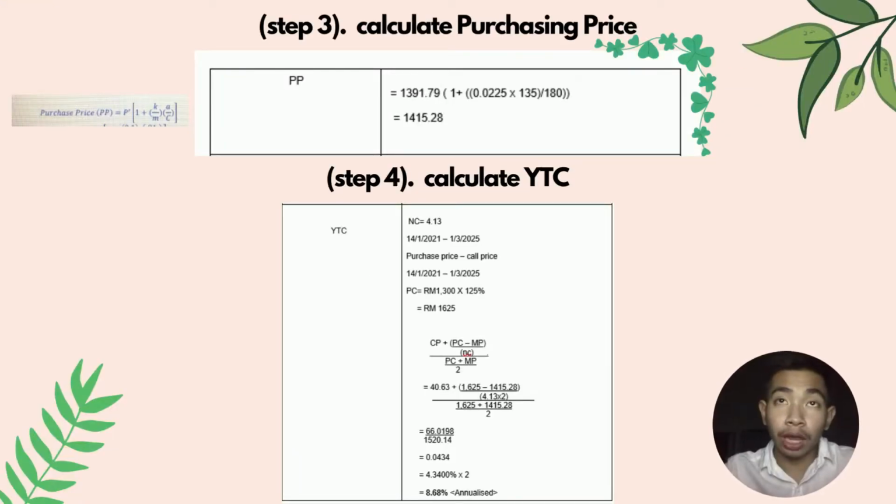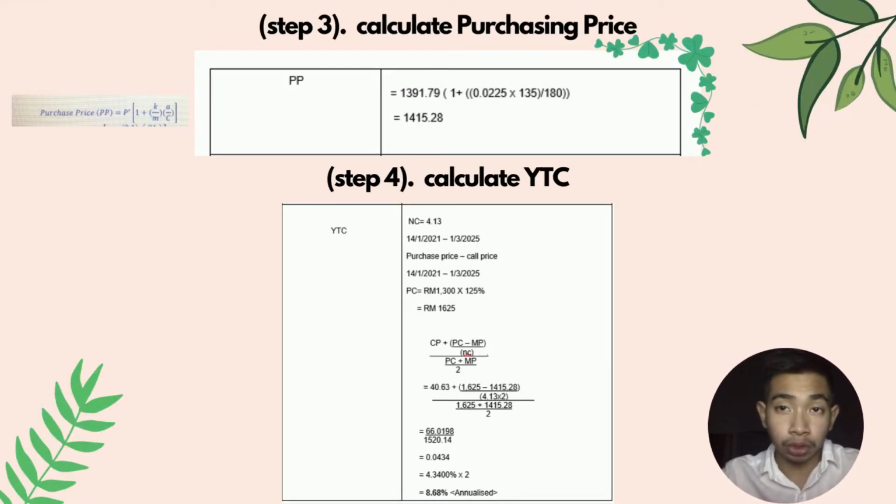For step 3, we have to calculate the purchasing price, which is quite simple. We extract the value from what we got from the bond valuation and put it inside the formula, and we will get for purchasing price 1,415.28. And last but not least, for step 4, the final step, we have to calculate the YTC, yield to call.